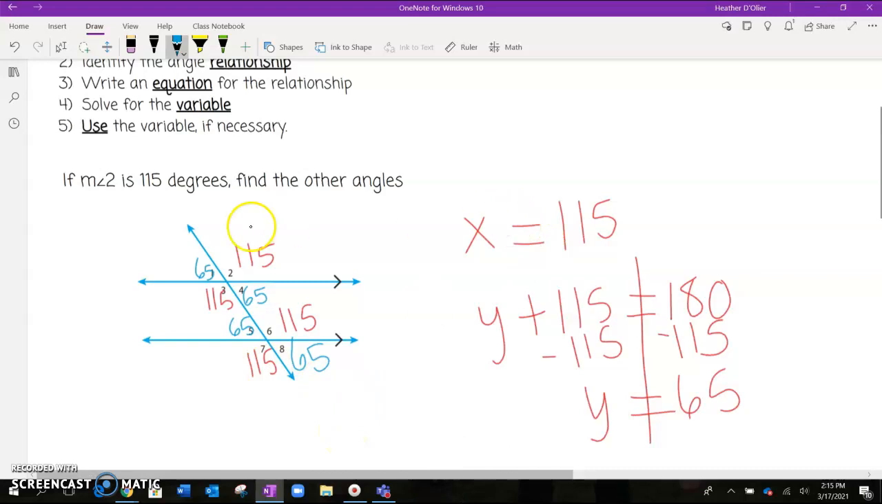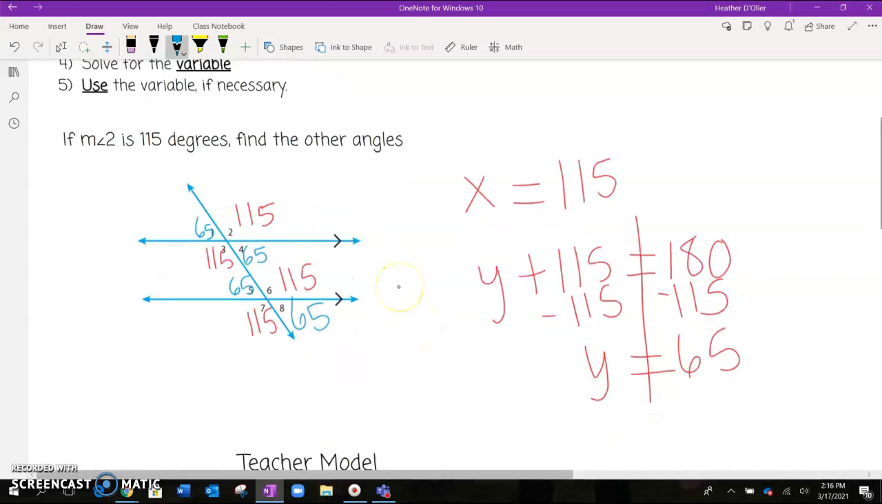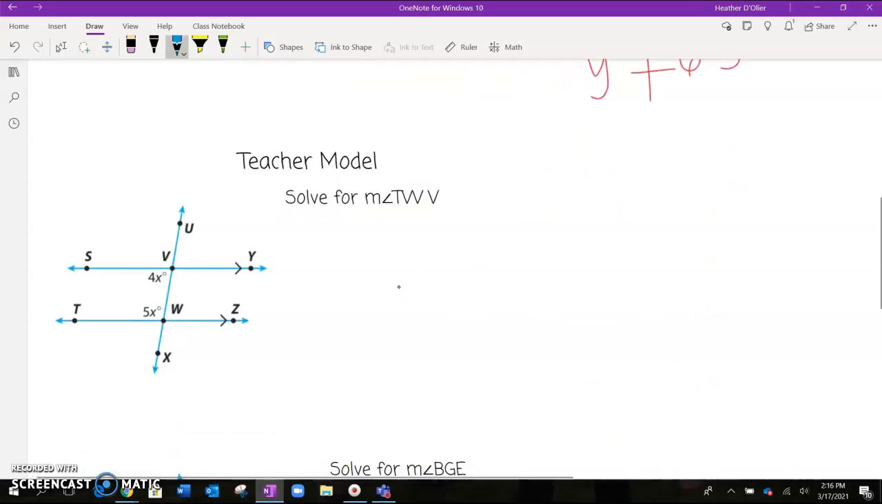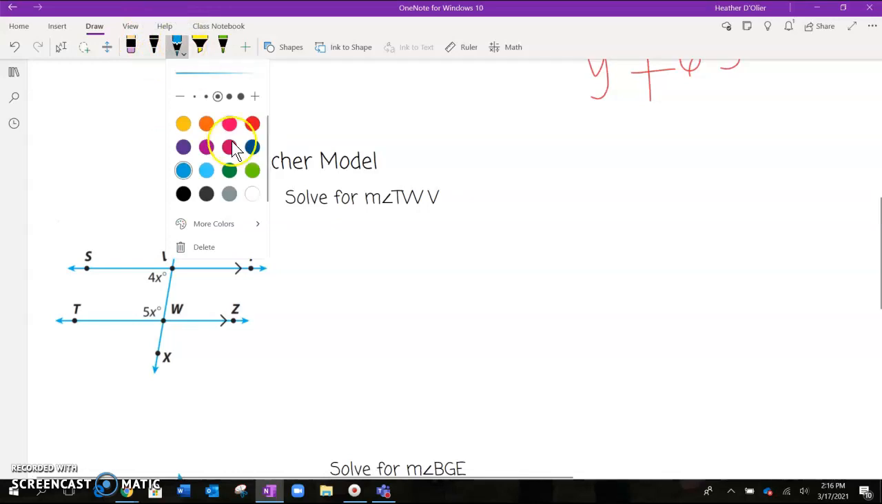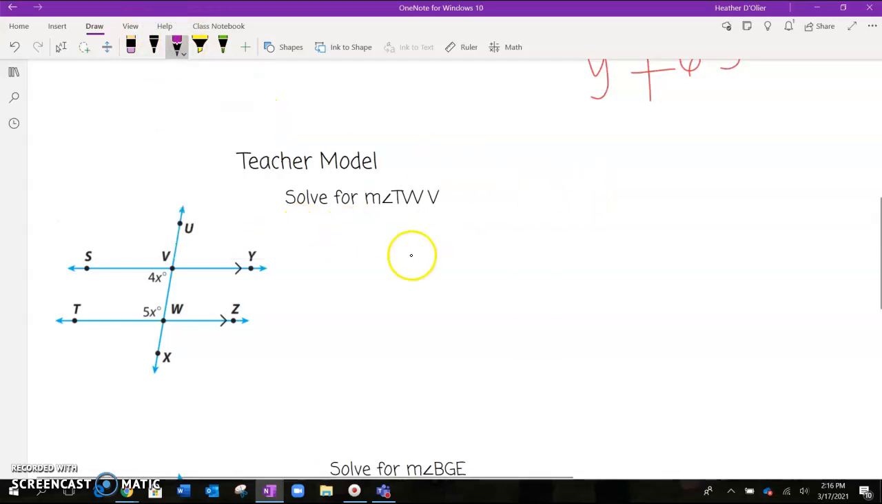Okay, but they do get more complicated than that, and they have equations. So now I'm going to show you what happens when there's an equation. I'm going to not use blue since it looked the same. I'm going to use purple. It says solve for the measure of angle TWV. So they want that angle. They want where 5x is.